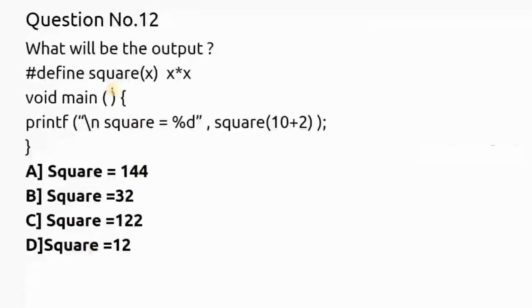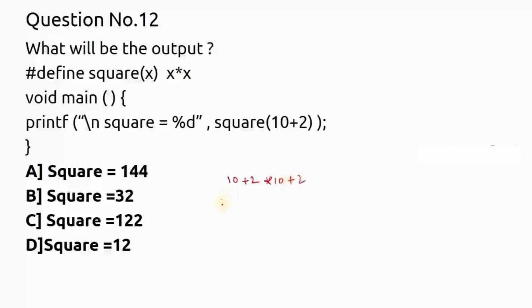Now this question, what will be the output of this? It has a defined preprocessor, square of x. Wherever it is, you need to replace it with x into x. So if you see here square of 10 plus 2, how will it be executed? Is it 10 plus 2, 12 squared, 144? No. So how it will execute is square of x. What is the x value? 10 plus 2. I am writing here 10 plus 2. Now into, now again x. What is x? 10 plus 2.